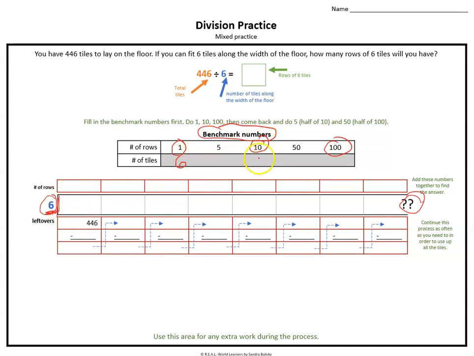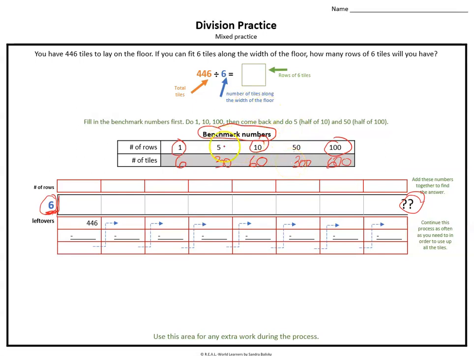Then jump to 10. This way it doesn't really require hardly any thinking at all, and you'll be able to get through this without doing too much intensive thinking at any point. So 1 row is 6, so 10 rows would be 60 tiles. 100 rows would be 600 tiles. Okay, now we're going to go back and do our halfway points. So if 10 rows gives us 60 tiles, 5 rows would be half of that, so that would be 30 tiles. Then go up here to 50. 50 is half of 100, so that would be 300 tiles for 50 rows.